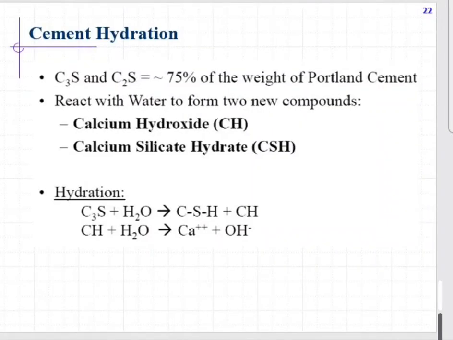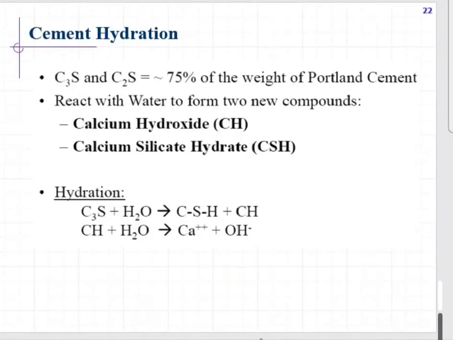Remember, students, you should remember this. This slide is visible to you for the cement hydration. Okay, so there are two compounds. One is calcium hydroxide, and the other is calcium silicate hydrate.